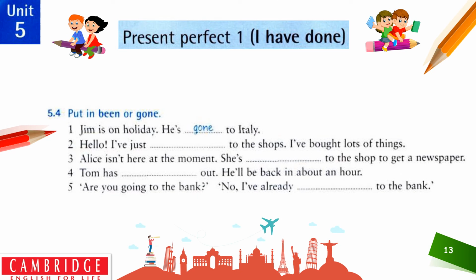Students, here we have come to 5.4. Put in been or gone. Jim is on holiday. He has gone to Italy. So now you have the rest of the sentences. By reading the questions, you should know where to use the word been and where to use the word gone. Accordingly, you should complete the rest of the questions.